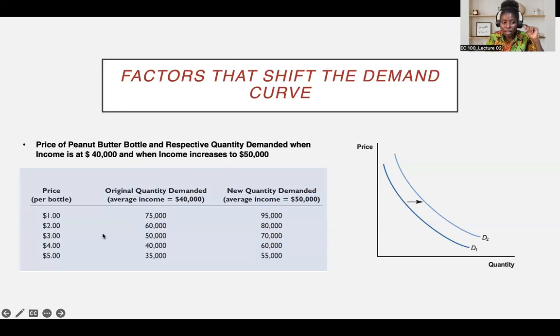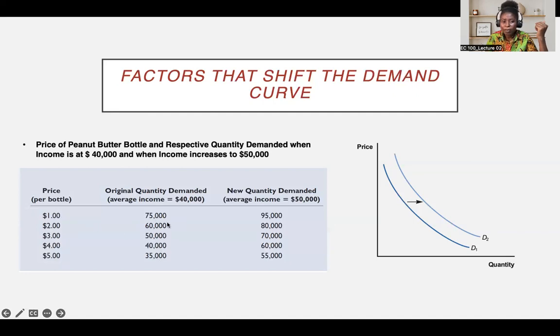So as you see going down, as the price increases, fewer and fewer people are buying peanut butter. Why? Because it's getting expensive, and not everyone will want to stick to peanut butter. People might go for jam or just eat bread alone. It's not a must because it's getting expensive, right? They cannot afford it.